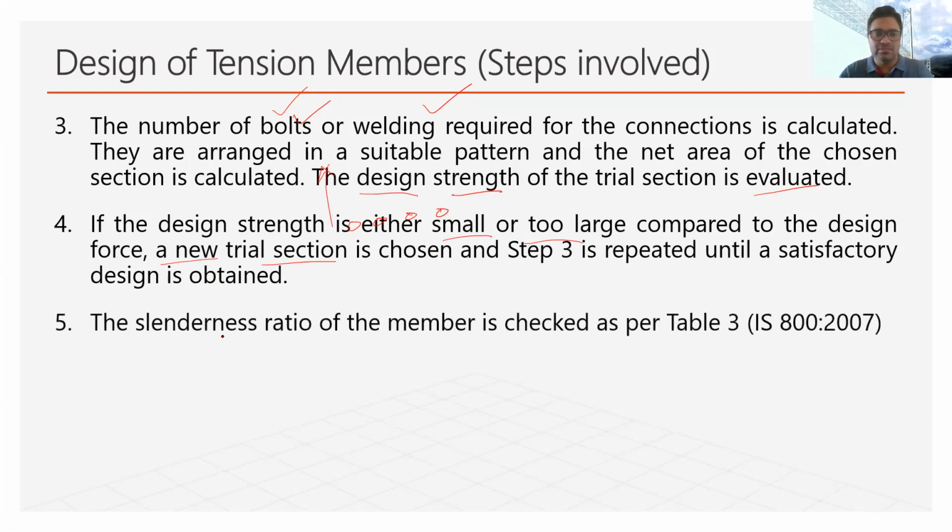Now, starting the problem, the fifth step is checking the slenderness ratio. If the data is given and there is a possibility to check the slenderness ratio, we check that. But that depends on the availability of the data.